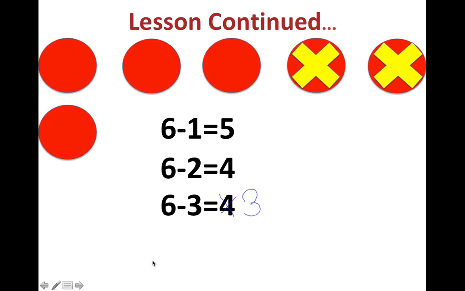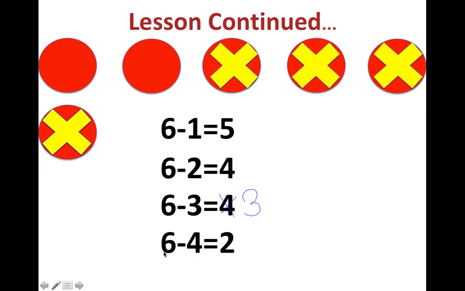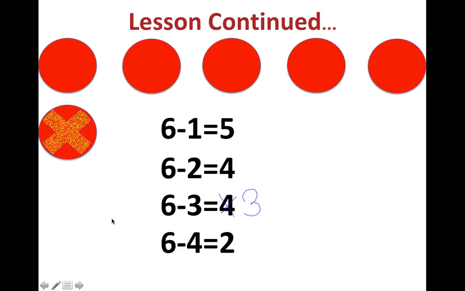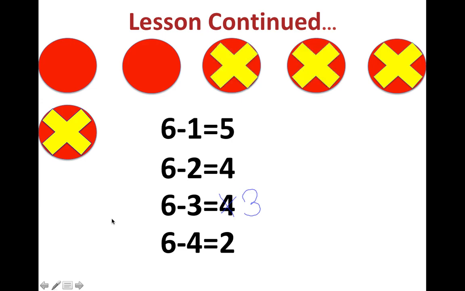So now let's continue. I'm going to bring 6 back again, and this time I'm going to cross off 4. So the number sentence is 6 minus 4 equals 2, because as you can see, 2 of them don't have the X mark. Now let's bring 6 again. This time, let's see how many we have crossed off. We have 6 minus 5 equals 1. Again, 6 minus 5 equals 1 because we have 1 left.